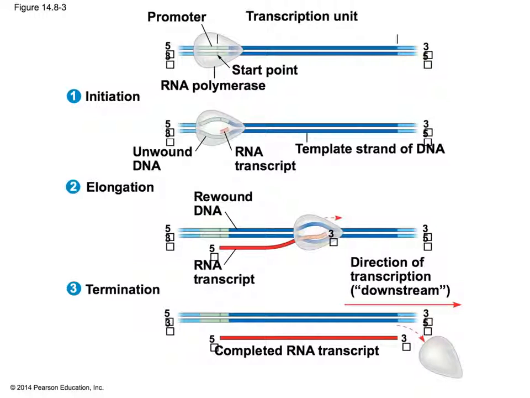If it bound to the gene, it would look something like over here. Then what's going to happen? That's where transcription is going to start. The promoter directs where transcription is going to begin by binding RNA polymerase in the right spot.